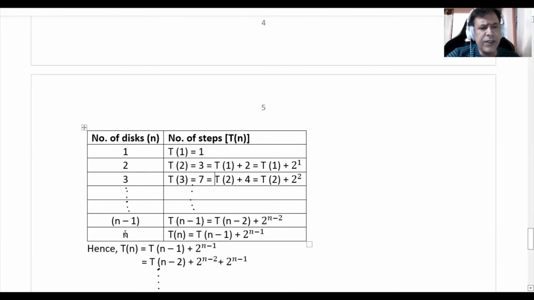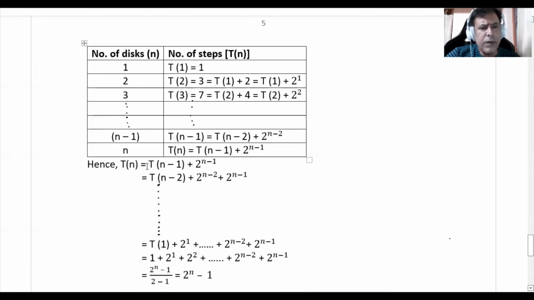Similarly, if it is n disks, then T(n) will be T(n-1), that is the previous one, plus 2 to the power of n minus 1. Now, we are rewriting this T(n) as T(n-1) plus 2 to the power of n minus 1. Now I'm going to substitute this T(n-1), which is nothing but T(n-2) plus 2 to the power of n minus 2, plus 2 to the power of n minus 1. This term I'm writing.